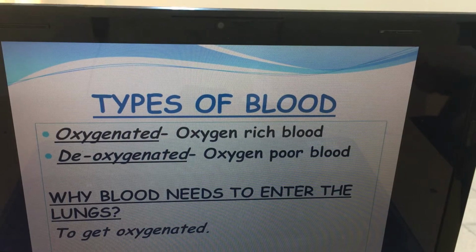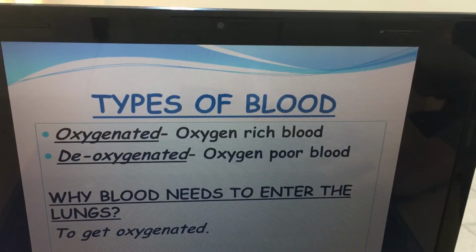But why does blood need to enter the lungs? The pumping is taking place by the heart, the blood is flowing through the blood vessels, and the medium we have is the blood. So what is the use of lungs? The main use of lungs is to make the blood oxygenated. Obviously, if we have deoxygenated blood, that means it is poorly supplied with oxygen, so we need to make it oxygen rich also. To make it oxygenated, we need our blood to pass through the lungs.